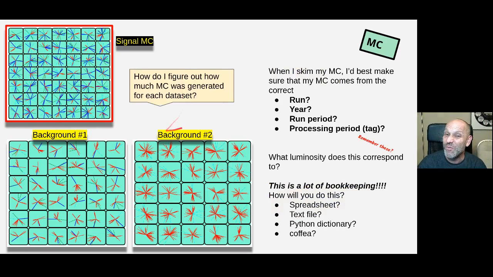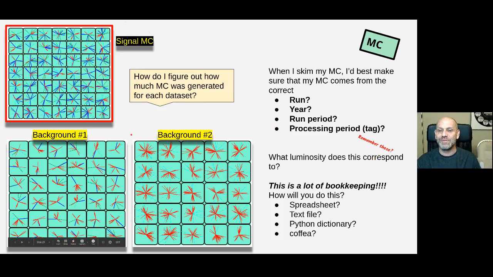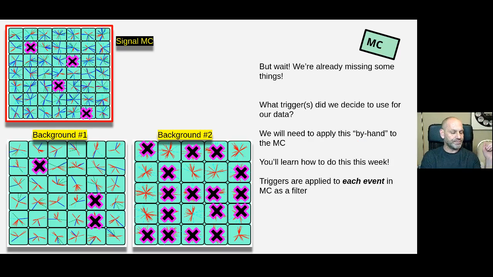How do you figure out how much Monte Carlo is generated for each data set? You have to figure that out. You'll learn that this week, but this is part of the bookkeeping. When you skim your Monte Carlo, you better make sure that your Monte Carlo corresponds to the correct run, the correct year, the correct run period, the correct processing period. This is the tag, the same as your data. Remember this from before. What's the luminosity these Monte Carlos correspond to? And again, you've got to keep track of it. Spreadsheet, text file. We have tools now like Coffea that make this easier for you, but this is why we have these tools, because there is all of this bookkeeping.